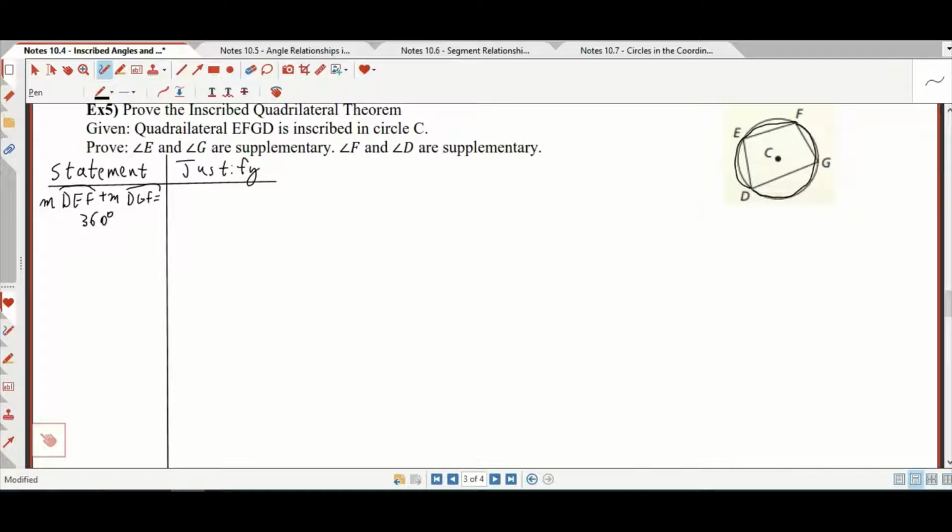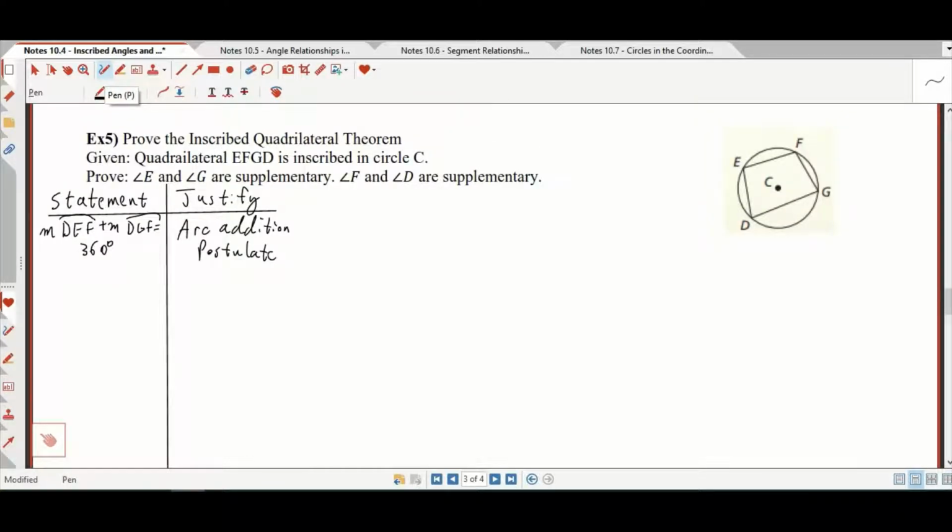And you know what? We're going to go ahead and do these separately, okay? And that is by the arc addition postulate. Now furthermore, notice that since these two added up, DEF plus DGF is 360. Let's go ahead and talk a little bit about these actual angle measures, angle E and angle G.